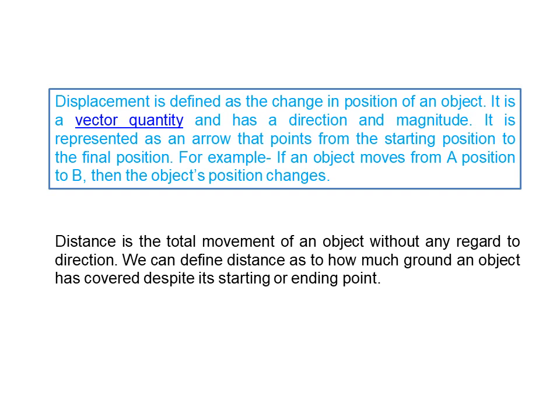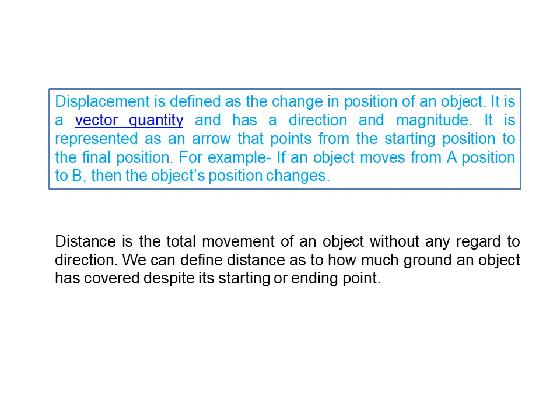It is a vector quantity and it has a direction and magnitude. It is represented as an arrow that points from the starting position to the final position. For example, if an object moves from position A to B, then the object's position changes.